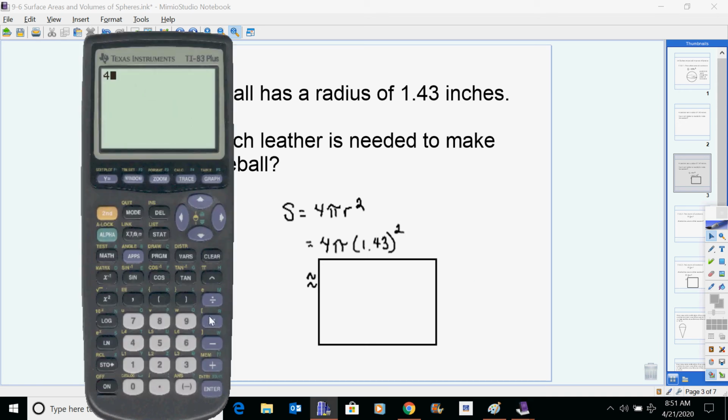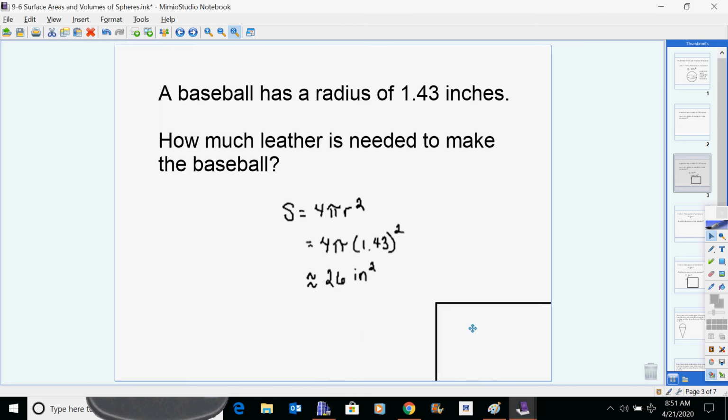4 pi times 1.43 squared. Okay, and what we end up with is about 25.7 inches squared. Now this is square inches, it's not a volume, it's a square unit.